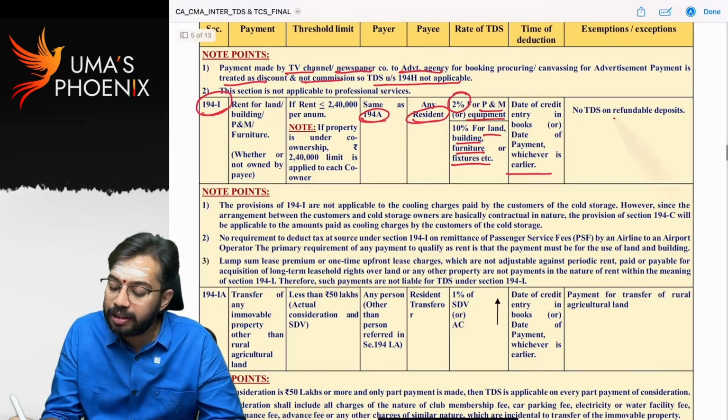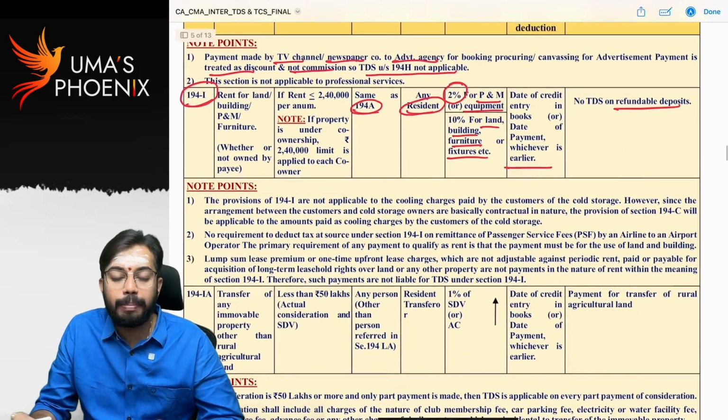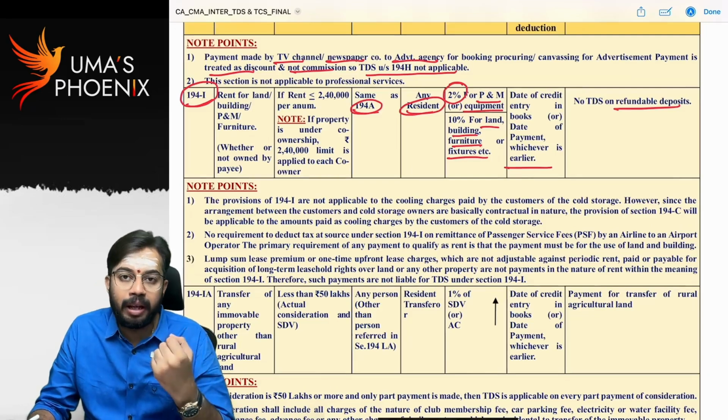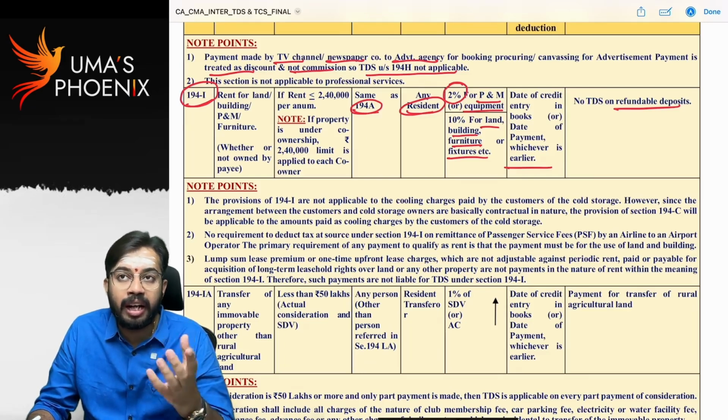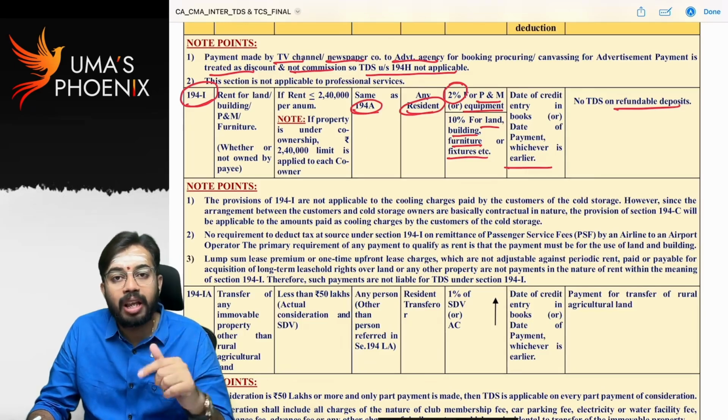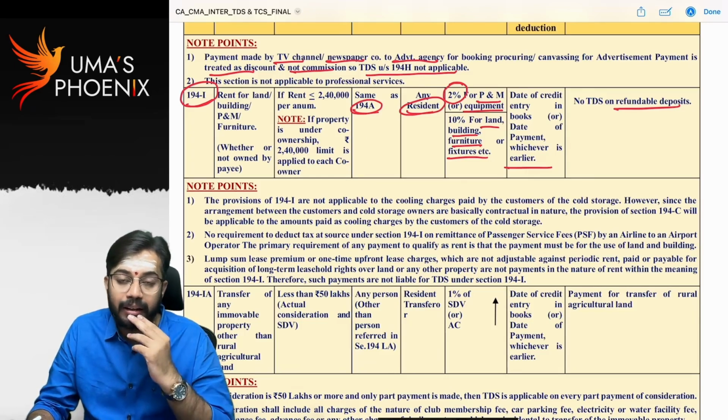Next, no TDS on refundable deposits. For example, initially an advance will be taken. I have one building and I wanted to give the first floor on rent to a company. I said the rent per month is 30,000 rupees. I asked them to give 3 months advance. 30,000 into 3, 90,000 rupees advance was given to me. This advance is to be given back at the time when they are vacating my house. So on whatever refundable advance is there, TDS is not required to be deducted. Another important point.